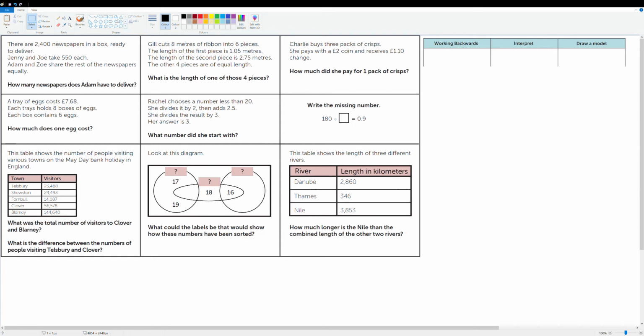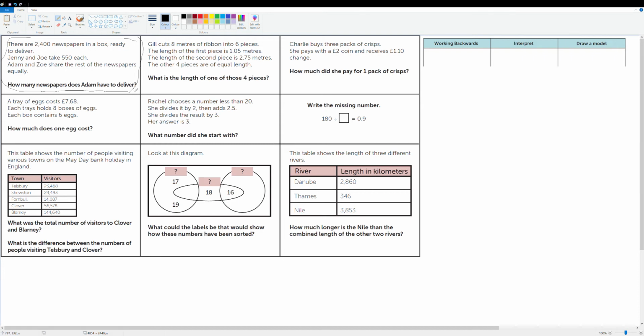So looking first at this one over here, we've got number 1. There are 2,400 newspapers in a box ready to deliver. Jenny and Joe take 550 each. Adam and Zoe share the rest of the newspapers equally. How many newspapers does Adam have to deliver?